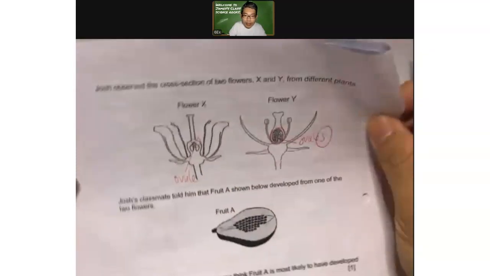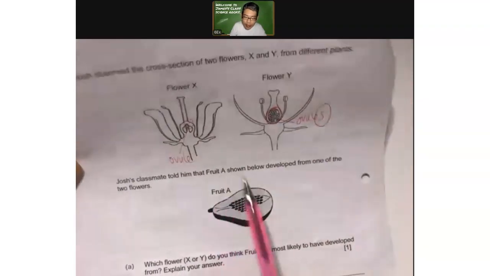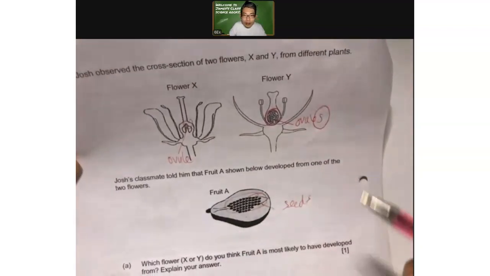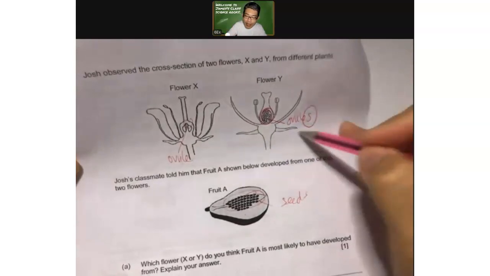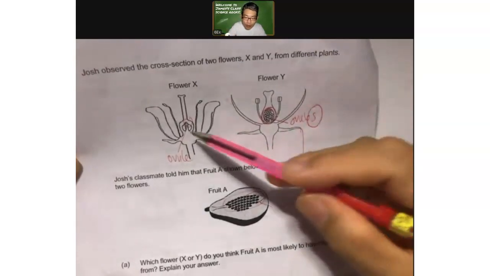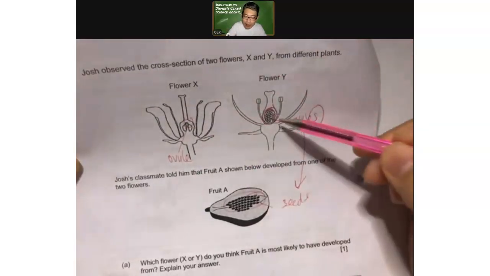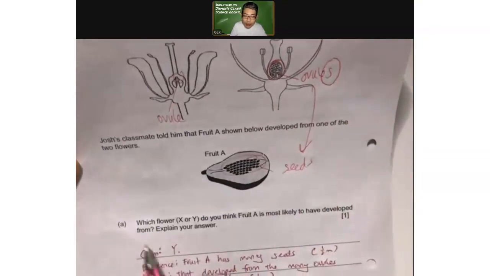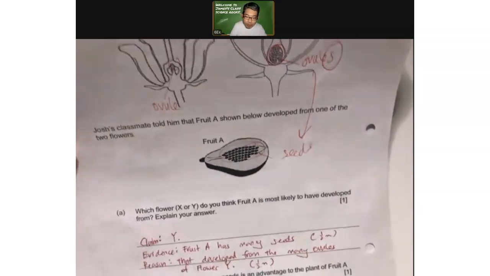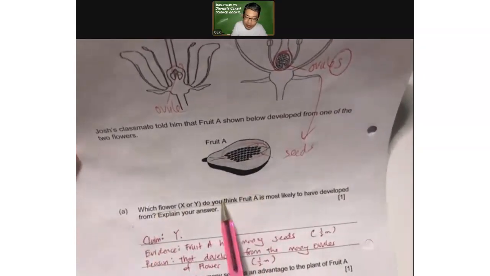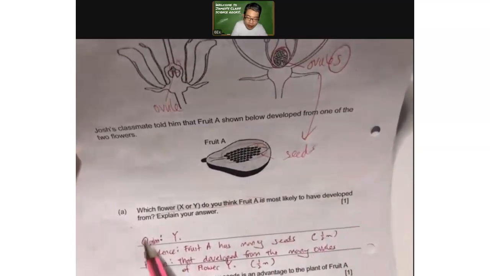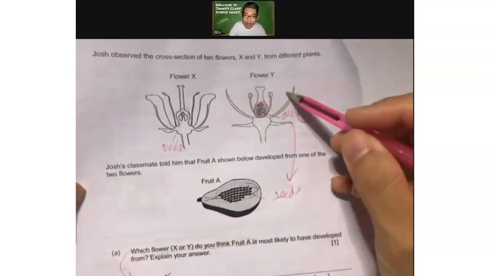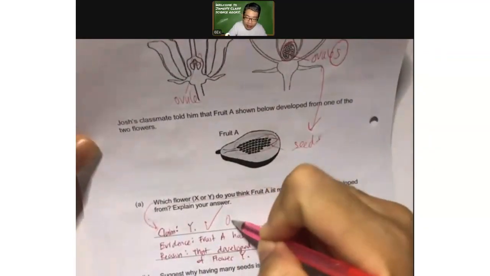Now, this fruit here, fruit A, has multiple seeds. Many seeds. And you learn that ovules, when fertilized, will become seeds. 1 ovule becomes 1 seed. Many ovules becomes many seeds. So therefore, which flower, again, 1 question, 2 parts here. Which flower do you think fruit A is developed from? They're asking you for the claim. I'll give the claim: it is from flower Y, and that is correct, but that has 0 marks.